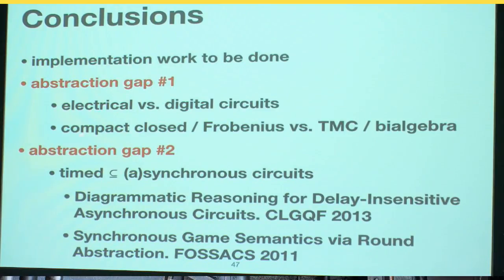Whereas in the electrical circuit, in the compact closed setting, you cannot do that. You cannot unfold a feedback loop. And also the behaviors of the wires are different. In the electrical circuit they have Frobenius laws, whereas in the digital circuit, they have bialgebra rules. But it's quite obvious that one lives on top of the other, or is an abstraction of the other. And it would be nice to see some work trying to bridge this gap.